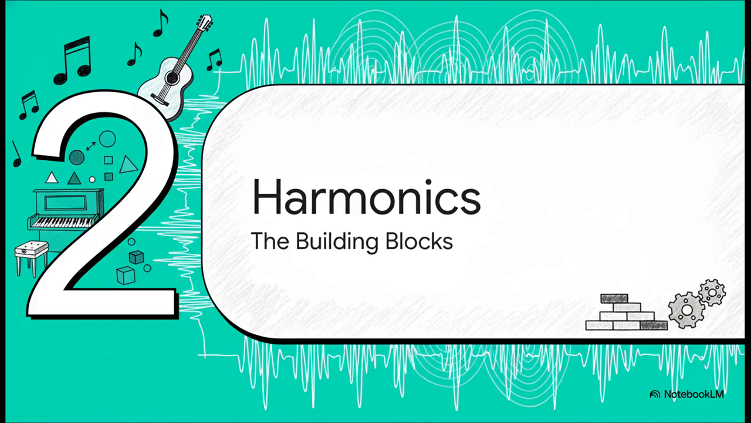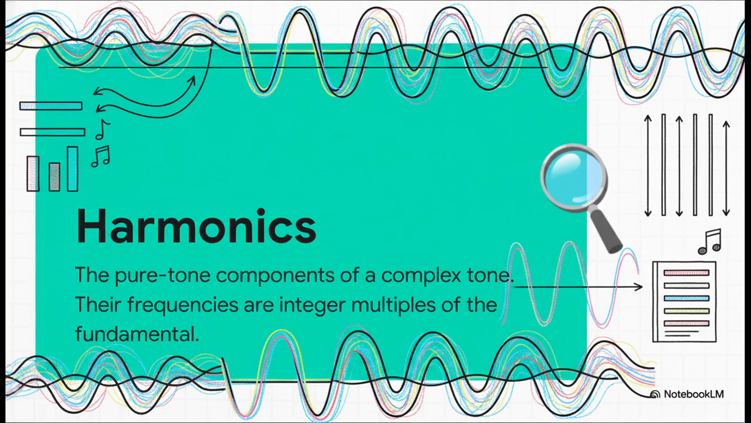Okay, but where do these wacky, complex shapes even come from? It turns out they're actually built from some incredibly simple ingredients. And once you understand this, we're going to finally be able to answer that guitar versus piano question. Believe it or not, every one of those complicated waves is really just a bunch of simple, pure sine waves all added together.